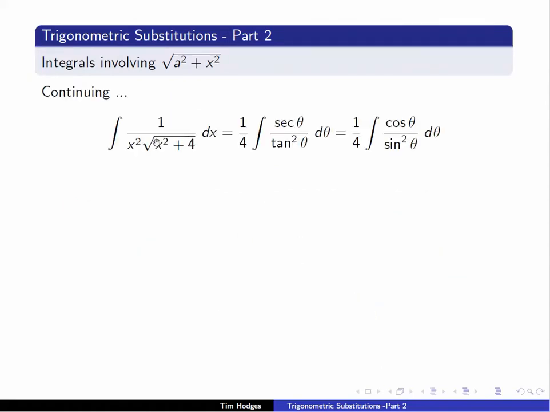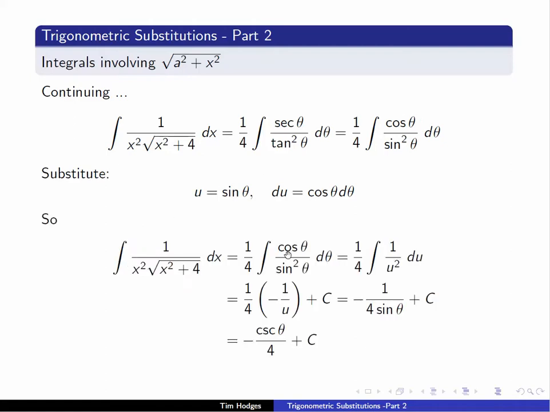Okay, so just to recap, we've got to this stage. We did our substitution, we got this, and then we did a little algebra to see that this integrand is equal to cosine theta over sine squared theta. Now we notice that the top here, cosine theta, together with d theta, is the differential for the substitution u equals sine theta. And so this will give us an easy form for this integral.